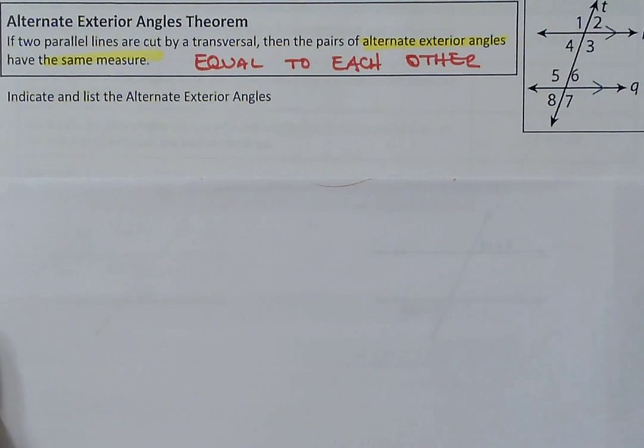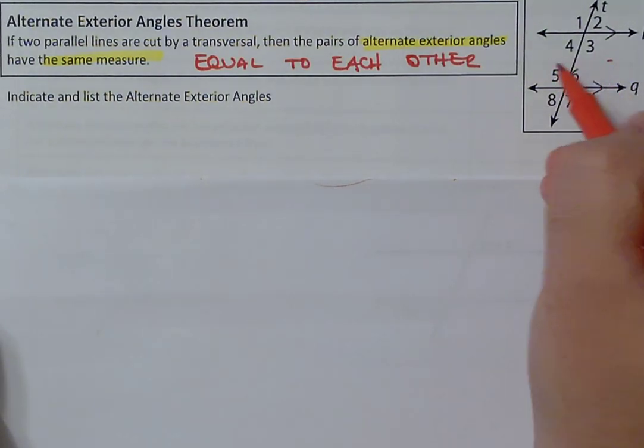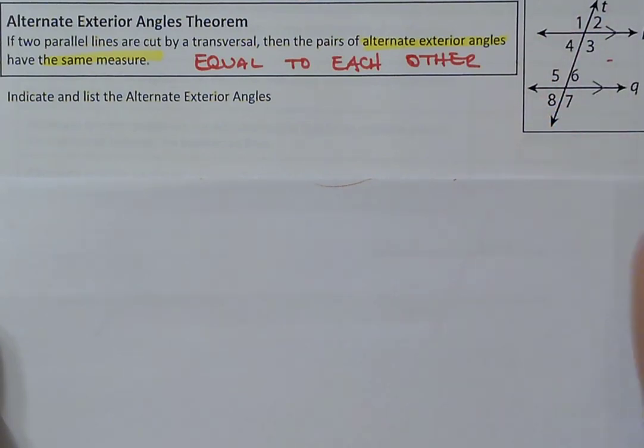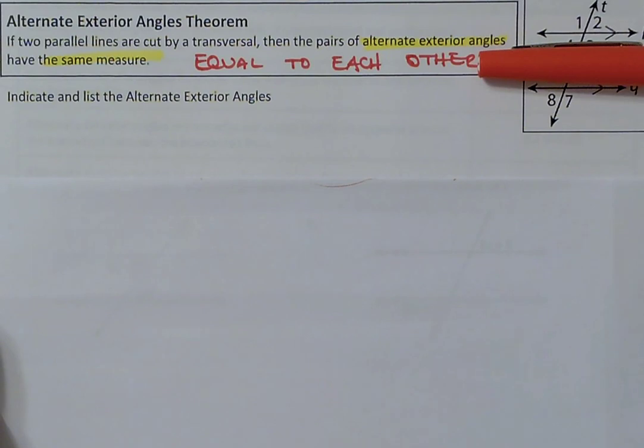All right, alternate exterior angles. They're on alternate sides of the transversal, but on the outside part of the parallel lines. That means we're going to ignore those angles right there. So if we just ignore in between the parallel lines, we're going to focus on angles 1, 2, 8, and 7 because they are exterior or outside the parallel lines.